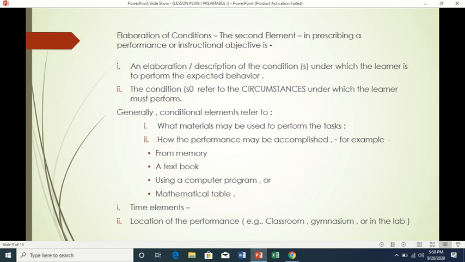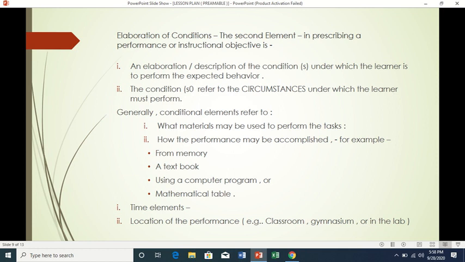And generally, conditional elements refer to what materials may be used to perform the task that has been assigned to the children, or how the performance may be accomplished. For example, is it from memory? Is it going to be from a textbook? Is it going to be from a computer program, a mathematical table?